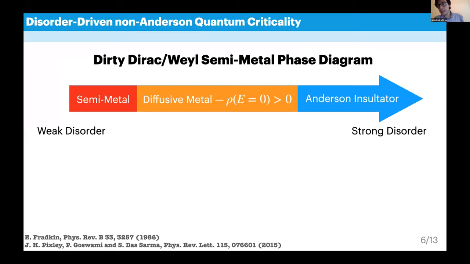where it gets unstable, and you start having a lifting of the density of states, of the average density of states at zero energy. And then if you continue to increase disorder strength, then you eventually end up with an Anderson, a usual Anderson insulator.